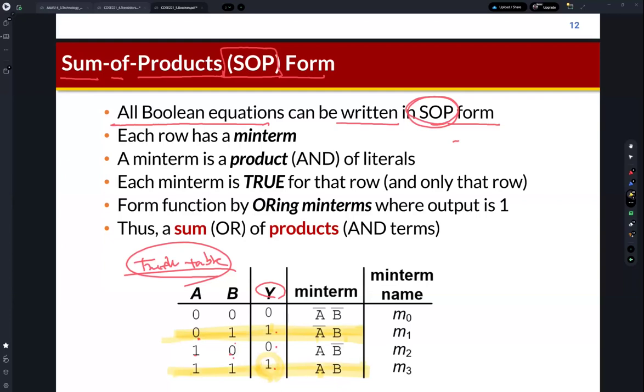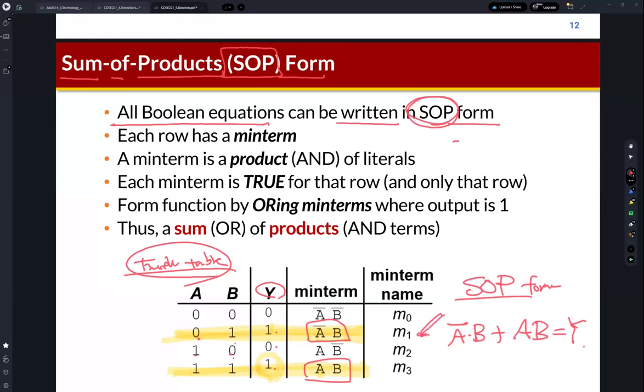Then how can we represent this logic using a Boolean equation, using min terms, in SOP, sum of products form? We can just combine this min term and this min term: A bar multiplied by B plus A B equals Y. This is the SOP form of this logic.